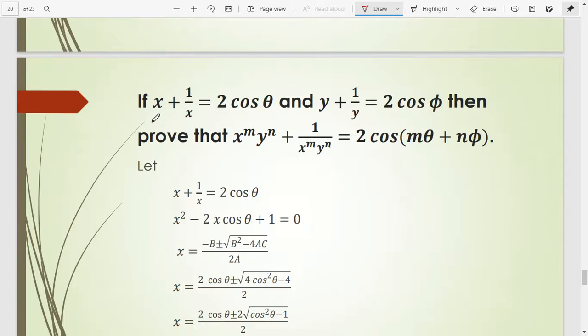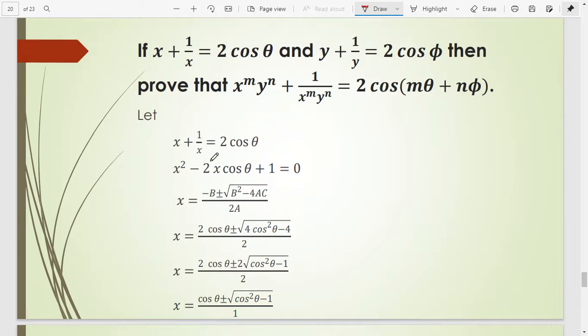Now the next example, if x plus 1 by x is equal to 2 cos theta and y plus 1 by y is equal to 2 cos phi, then prove that x raised to m into y raised to n plus 1 upon x raised to m into y raised to n is equal to 2 cos m theta plus n phi. Let x plus 1 upon x is equal to 2 cos theta. So x square minus 2x cos theta plus 1 is equal to 0.